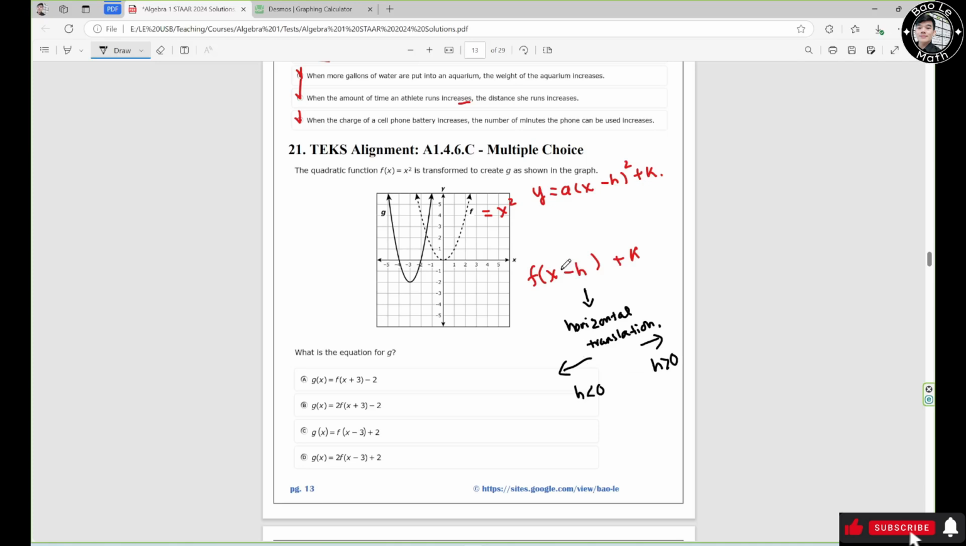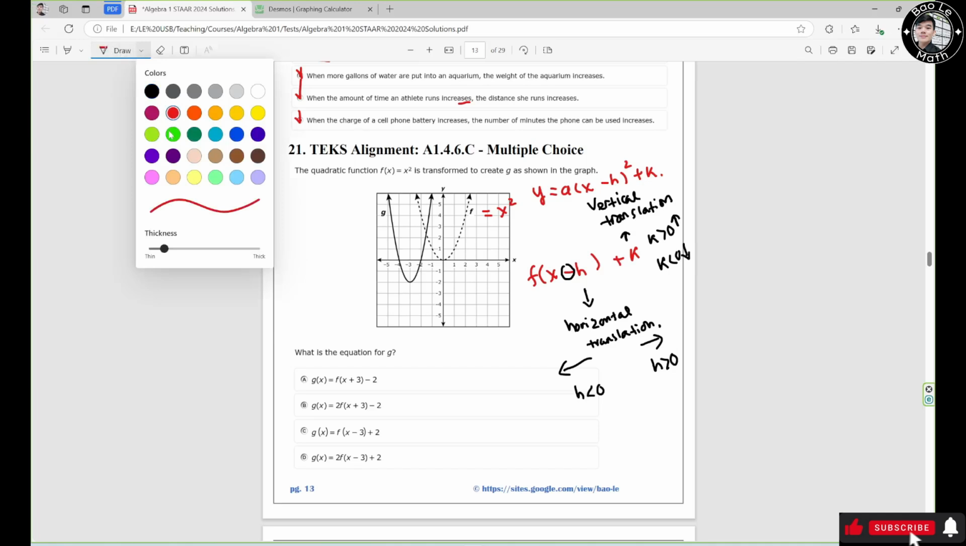Now the subtraction sign right here is the sign from the formula. Now K tells us that this is the vertical translation. If K is greater than 0, the function moves up K units. If K is less than 0, the function moves down the absolute value of K units, right? Now we look at the answer choices right here, A, B, C, and D.